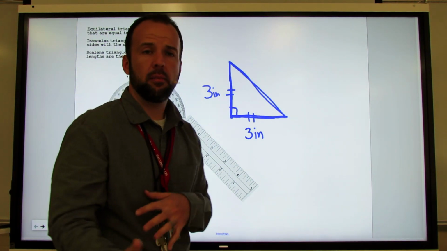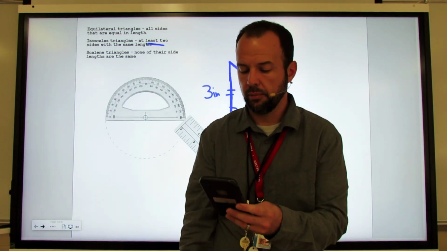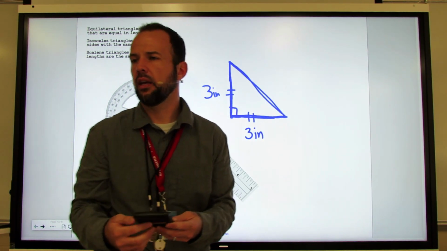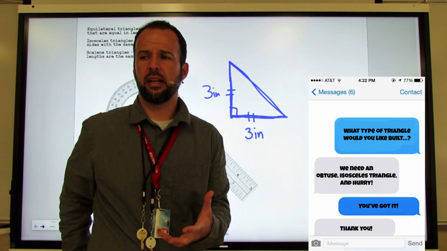Okay, back to the math lesson then. We can get into this. And hang on, another order coming in. All right, let's take a look at this one real quick. This one, they say they need an obtuse and isosceles triangle.